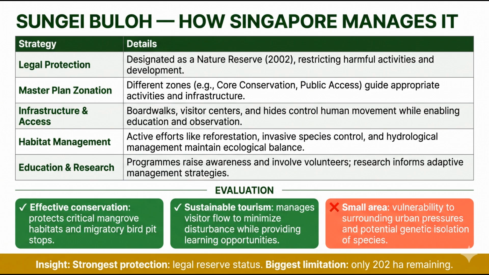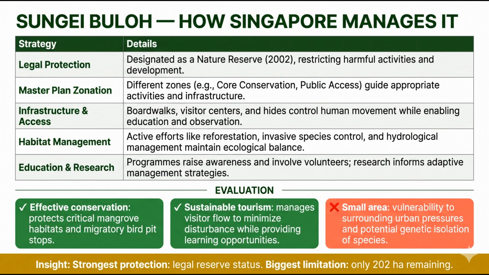Public access management: boardwalks and designated trails direct visitors away from sensitive root zones and mudflats, reducing physical damage to the habitat. Research and monitoring: regular biodiversity surveys, water quality checks, and bird ringing programs are conducted in collaboration with the Nature Society of Singapore. And there is a buffer zone policy. Development restrictions apply in areas surrounding the reserve to reduce runoff, noise, and light pollution reaching the mangroves.